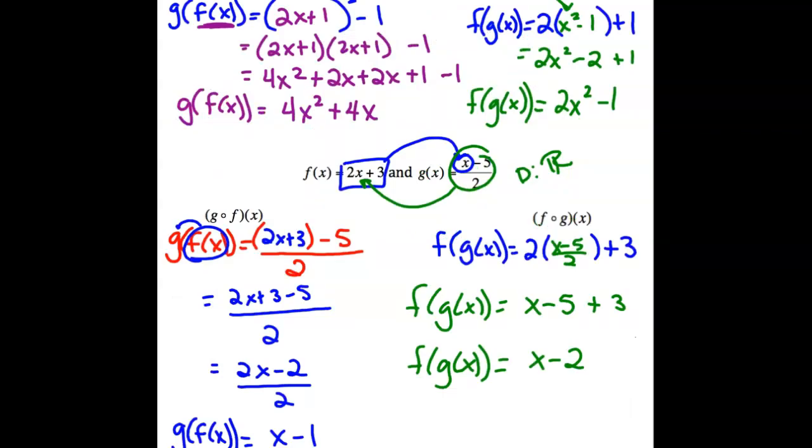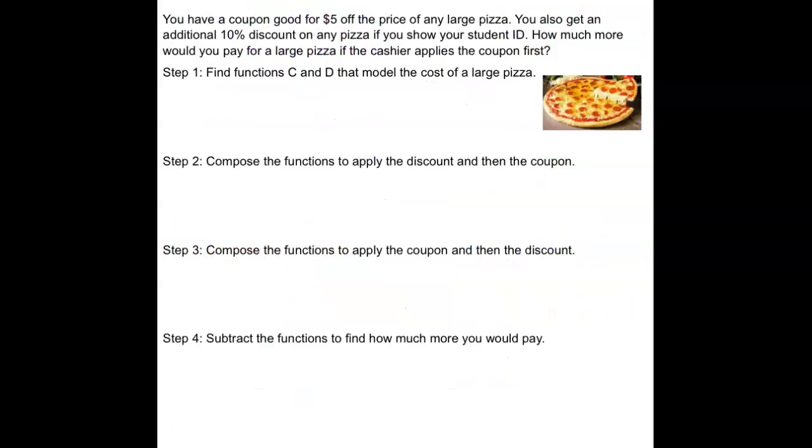All right, we're going to try one word problem that involves compositions. It says you have a coupon good for $5 off the price of any large pizza. You also get an additional 10% discount on any pizza if you show your student ID. How much more would you pay for a large pizza if the cashier applies the coupon first?